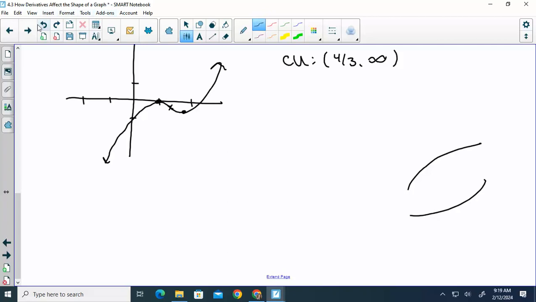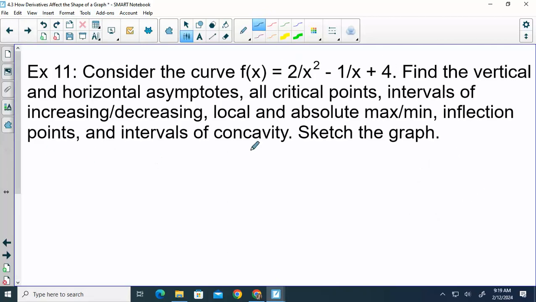Let's go ahead and do the last problem. So this is 2 over x squared minus 1 over x plus 4. This one has asymptotes. How do you find a vertical asymptote? What makes the bottom 0? What makes the bottom 0 on this? 0. So x equals 0 is a vertical asymptote.